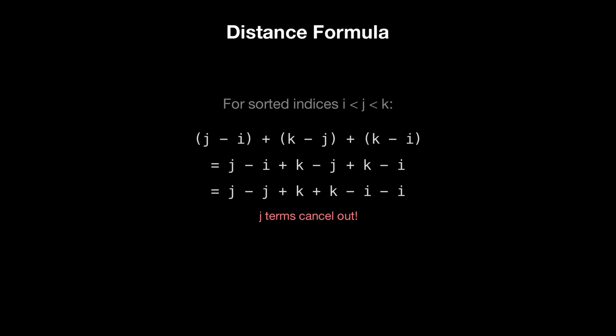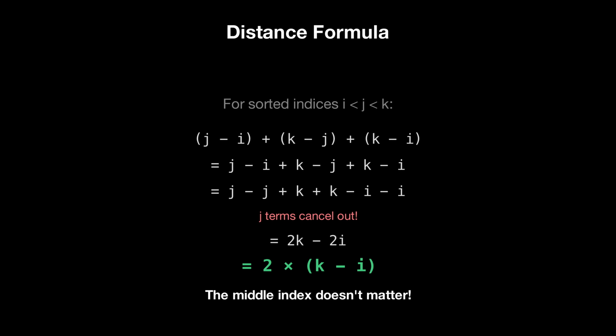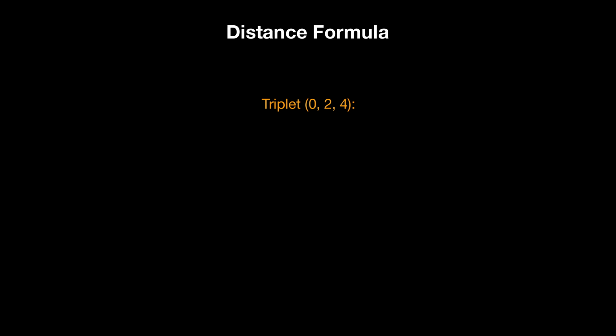We can also see that we're adding k 2 times and we're subtracting i 2 times. So we could simplify the formula to 2 times k minus 2 times i, which can be rearranged as 2 times (k minus i). And so the distance of any good tuple is simply twice the difference between the largest and smallest index. The middle index doesn't matter at all. So going back to the triplet 0, 2, and 4, if we plug these into our simplified formula, we get 2 times 4 minus 0, which equals 8. And that's the same answer as before, but it's much simpler to compute.